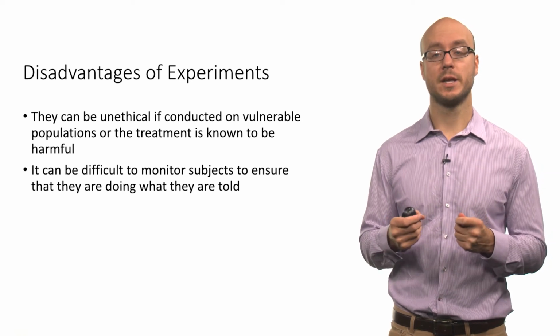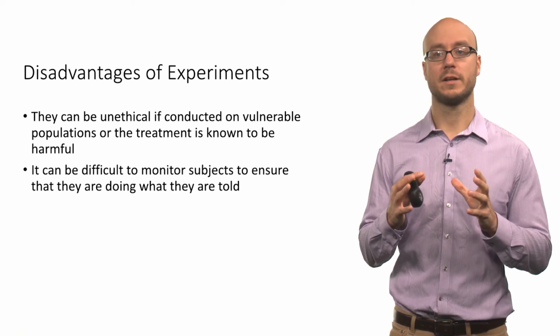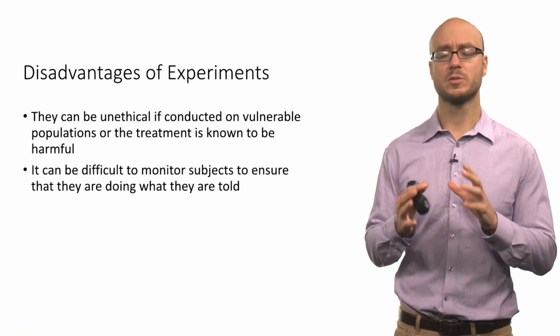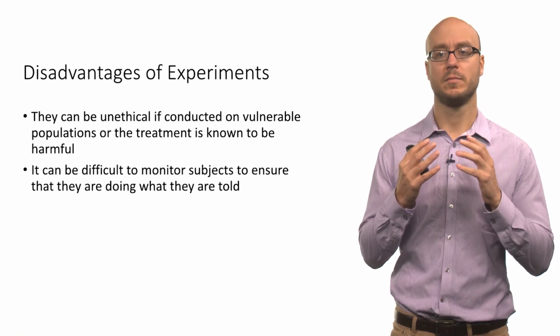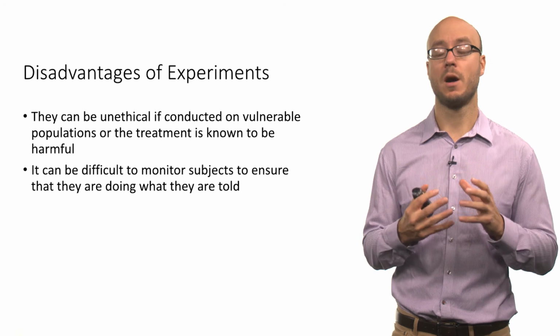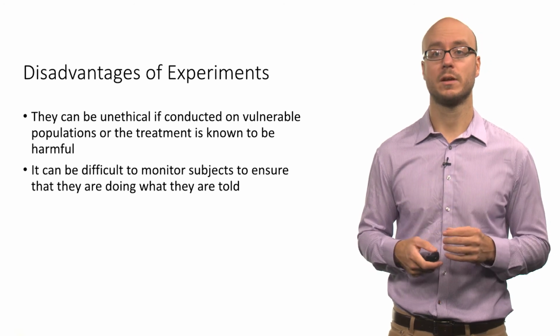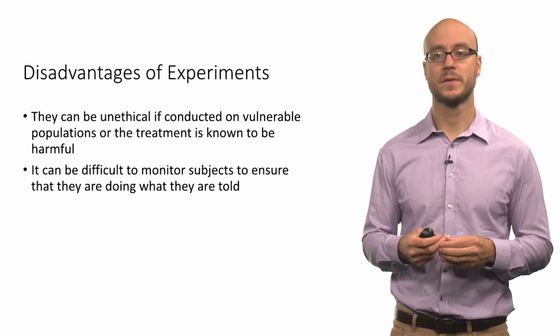It can also be difficult to monitor subjects to ensure that they're doing what they're told. So in an experimental study, you want to make sure that there's no other confounding variable, and you also want to make sure that they're actually responding to the treatment in the way that you expect them to. For example, suppose you tell people, okay, you have to take this pill every day, and that's the treatment. Well, what happens if they don't take the pill every day? Then your estimate of the causal effect might be biased or distorted.